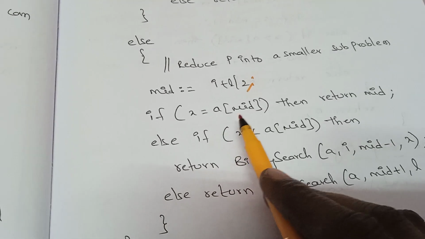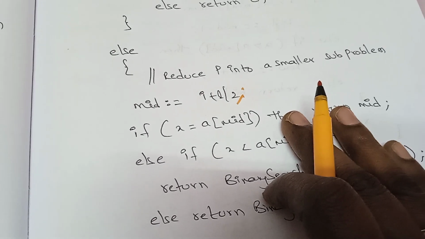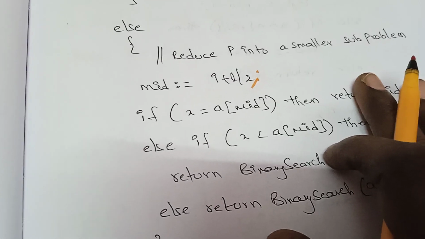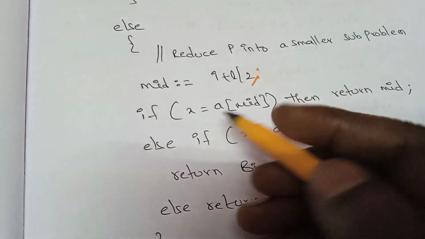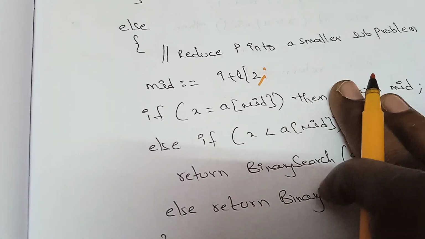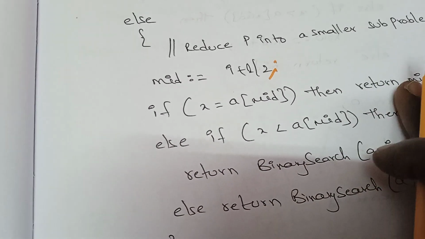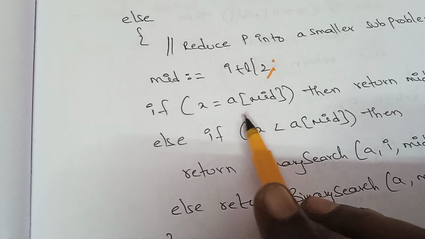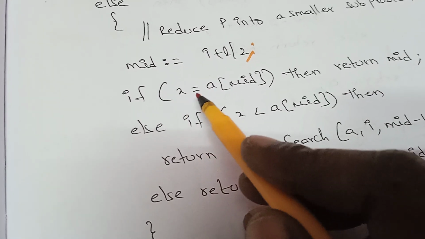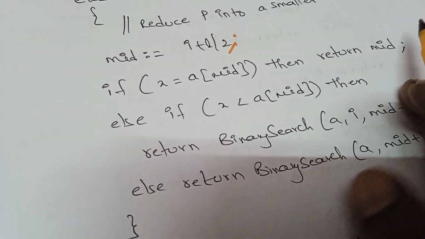And if X double equal to A of mid. Programmatically we write double equal to, but as per the algorithm structure we are just writing single equal to. Do not get confused. Even if you refer to any textbook or the material I have given you, you'll find single equal to. So X is equal to A of mid. If it is equal, then we return mid, and that is my key element.